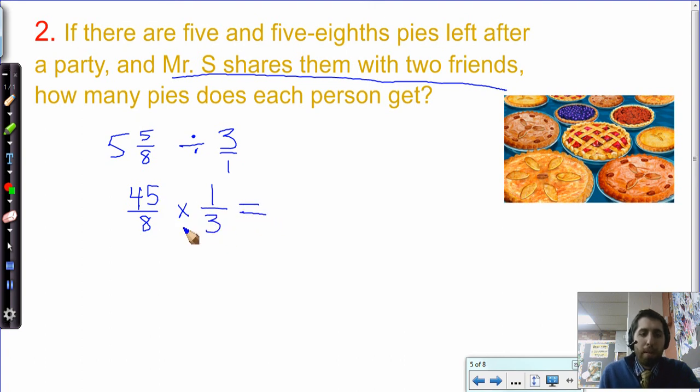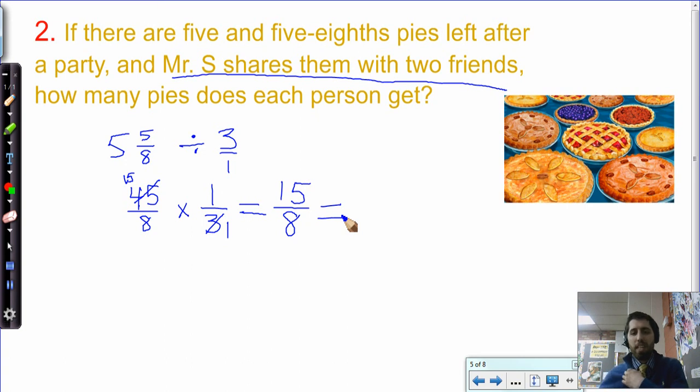But before we multiply top times top over bottom times bottom, we can simplify and say 3 and 45 are both divisible by 3. If I divide 3 by 3, I get 1. If I divide 45 by 3, I get 15. 15 times 1, top times top, is 15. Bottom times bottom, 8 times 1 is 8. And what is this going to be equal to as a mixed number? Again, it would be nicer to give a mixed number as an answer.